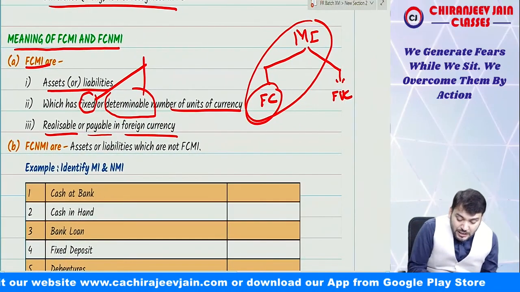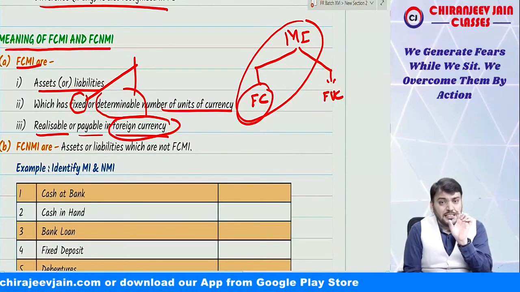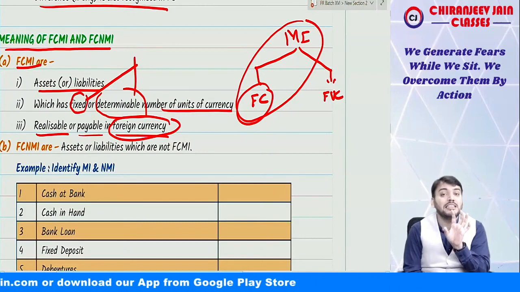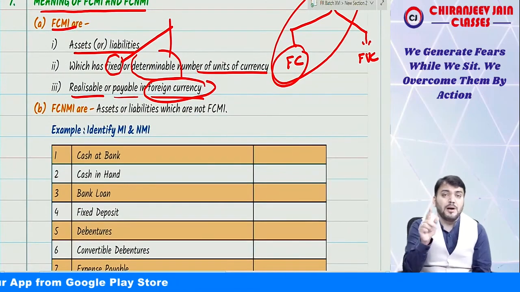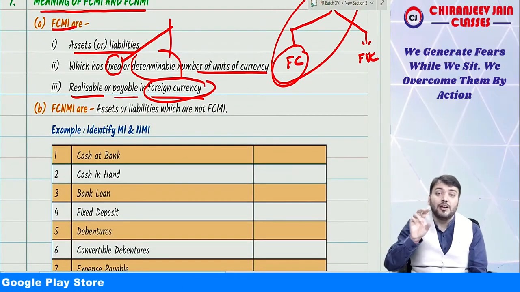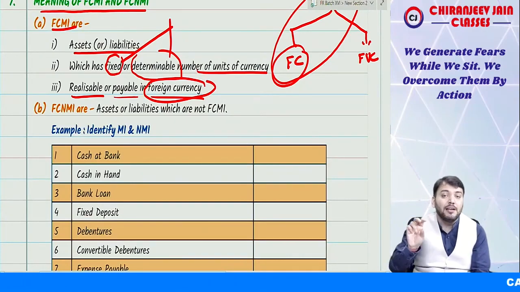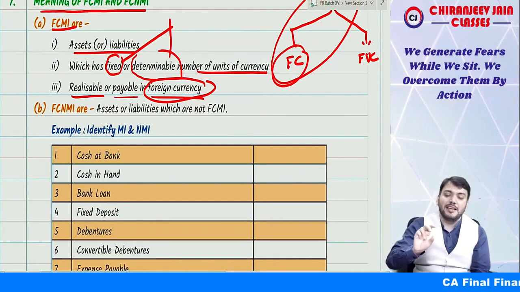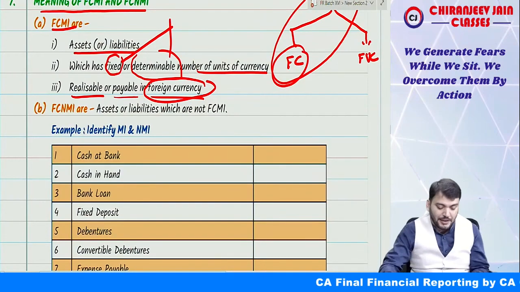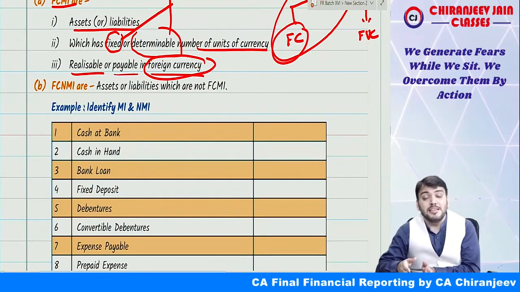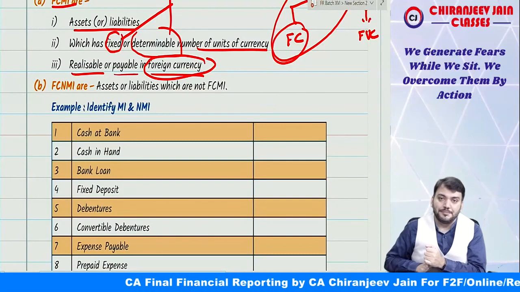So what I said, which are realizable or payable in foreign currency. When I say foreign currency, it means in cash, not in cash equivalent. So what is FCMI? These are assets and liabilities which have a fixed or determinable number of units of currency and which are realizable or payable in terms of foreign currency. Understood? Means if it is realizable or payable in terms of Indian currency or functional currency, it becomes a functional currency monetary item.